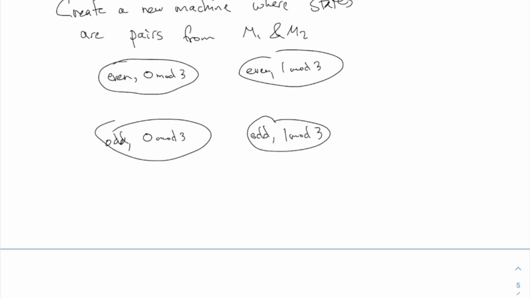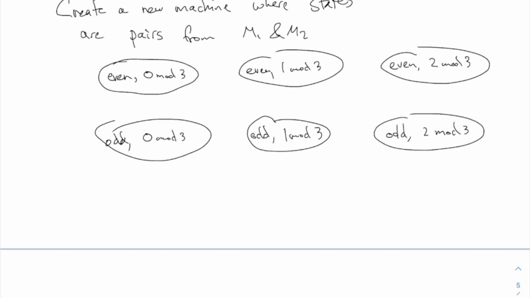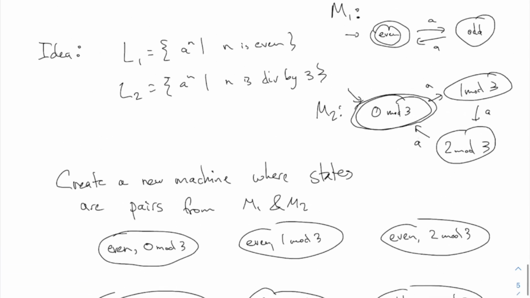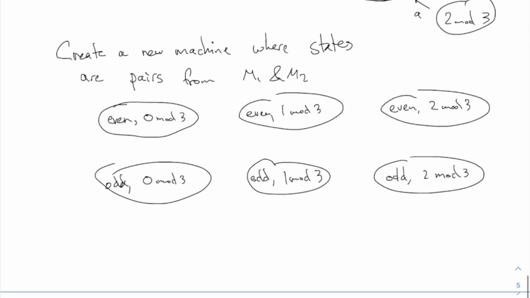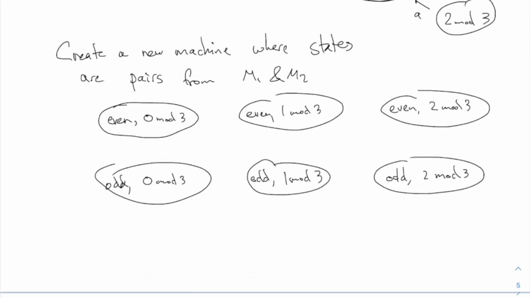And it could be even and 2 mod 3. And it could be odd and 2 mod 3. Right? These are the 6 states in my new machine, which is meant to do the 2 machines simultaneously. All right? And now, where do I put the arrows?